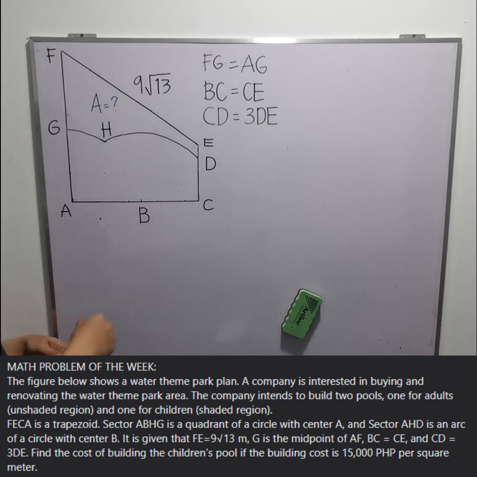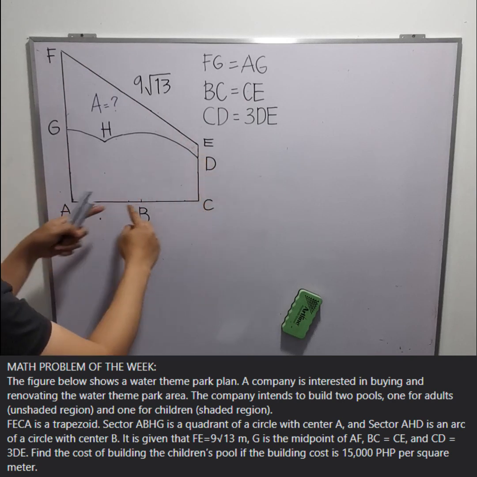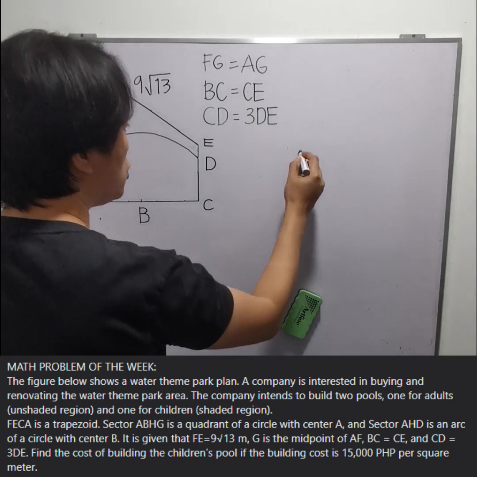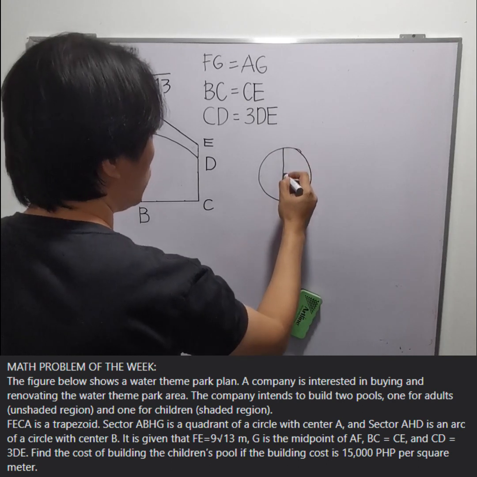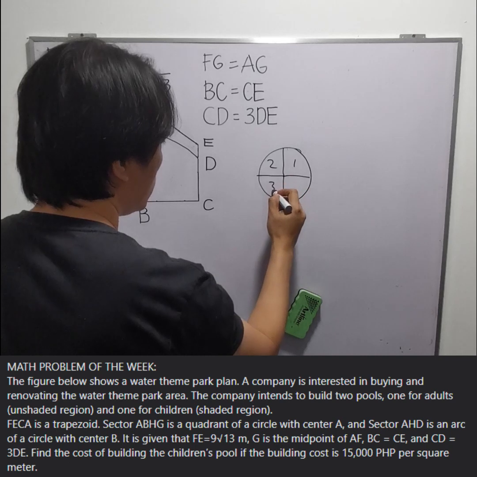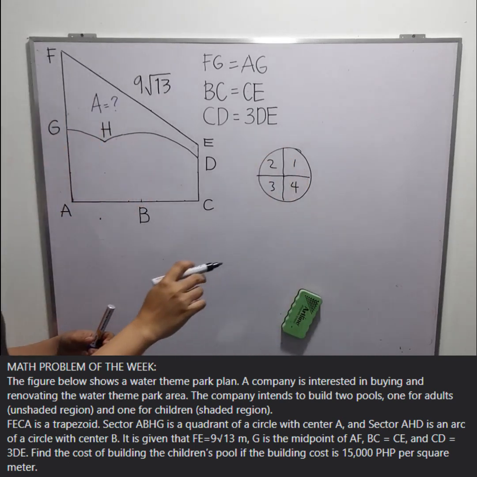FECA is a trapezoid. This outer shape. Sector ABHG is a quadrant of a circle with center A. So what do you mean by a quadrant? If this is your circle, this is one quadrant, this is two, this is another quadrant, and this is another quadrant. So a circle has four quadrants.